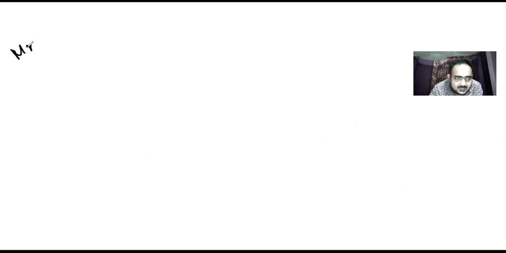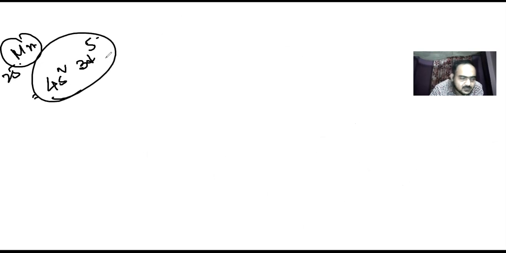Similarly, in the case of manganese, you can see the electronic configuration of manganese. The atomic number is 25, so that is 4s2, 3d5. So it can also show a variable oxidation number. Manganese +1 is equal to 4s1, 3d5. What happens actually?